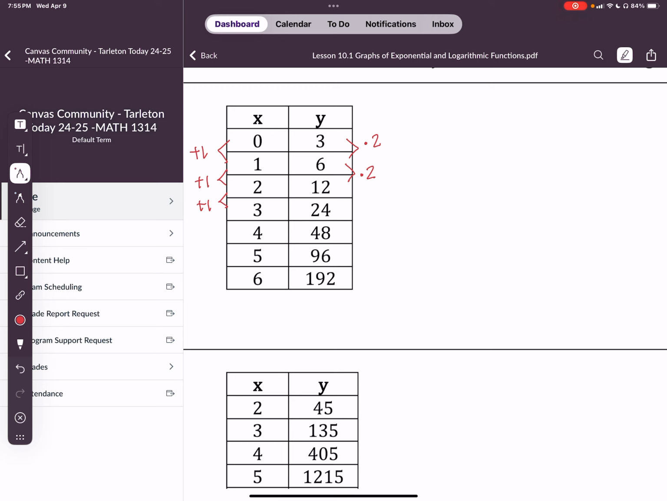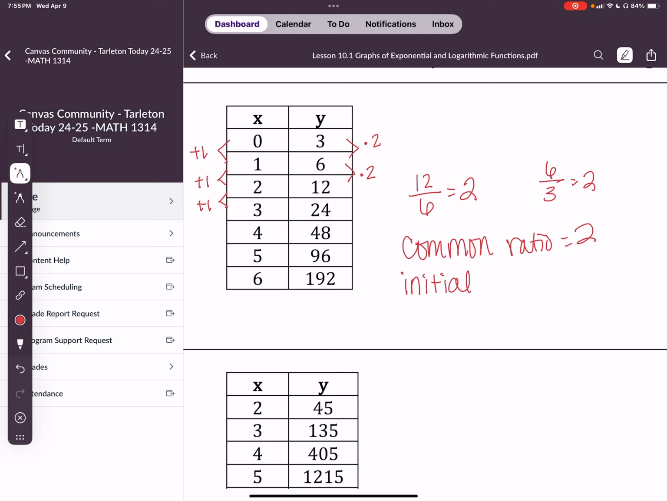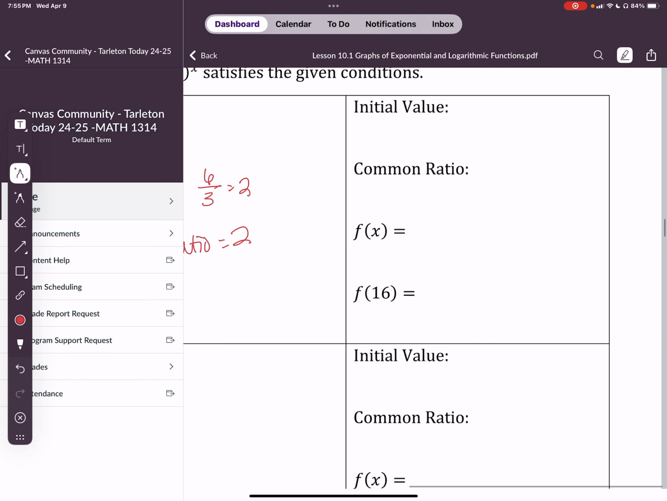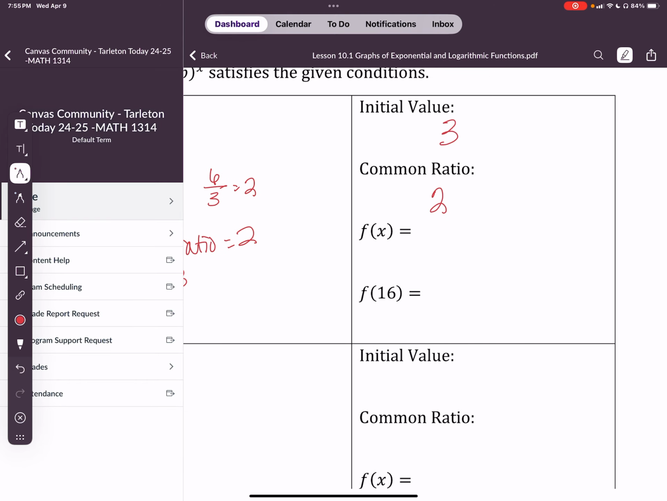You can also do it by saying, okay, my 12, my y value, divided by the previous y value, 6, and when I divide that, I get 2. And then same thing when I do 6 divided by 3, I get 2. Okay, so my common ratio is going to be 2. Okay, and then my initial is the y value at the y-intercept. Okay, so the initial would be 3. Okay, so when I come over here to this part, my initial is 3, my common ratio is 2.